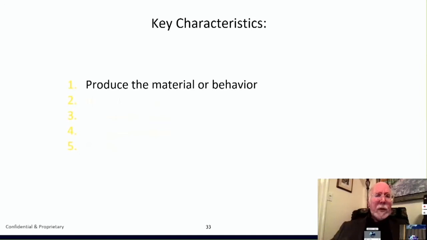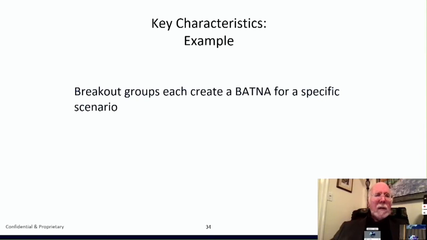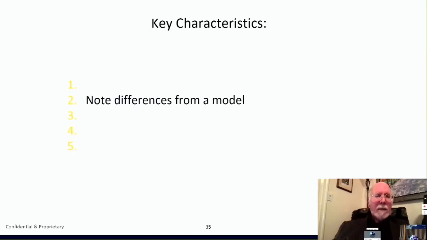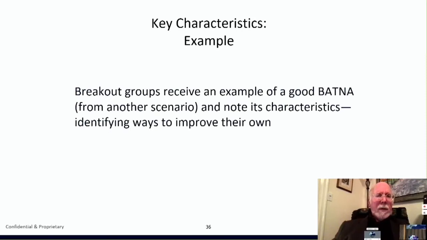Next slide, please. The example here is breakout groups, small groups, say four in each, would create a BATNA. Now they'd write the BATNA for a specific scenario. So just for the farmers or just for the engineers or whatever. This is a different kind of activity to get the same learning outcome we talked about. Next slide, please. Now they note the differences from a model. Next slide, please. So the example in this case would be breakout groups receive an example of a good BATNA from another scenario. You don't want to give them the same one or they just copy it down. They have to note the characteristics, like it's feasible, it's cheap, and so forth, identifying ways to improve their own.